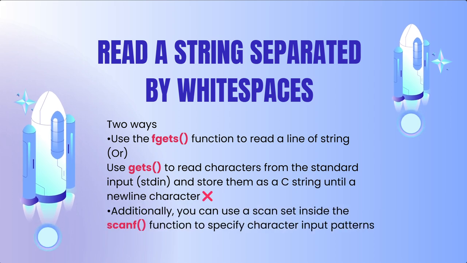Reading a string separated by white spaces is done in two ways. Use the fgets function to read a line of string, or use gets to read characters from the standard input stdin. Standard input means the keyboard, and the characters are stored as a C string until a new line character. Additionally, we can use a scanset inside the scanf function to specify characters and input patterns.